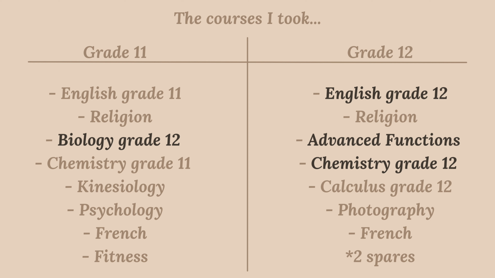Then in grade 12, I took, again, English and religion, advanced functions, which is a requirement for university, chemistry grade 12 as I mentioned before, calculus grade 12, and the last two are also electives, photography and French. And I had two spares because I took English in the summer from grade 11 to grade 12. So again, the highlighted ones are the ones you need for the life sciences program.